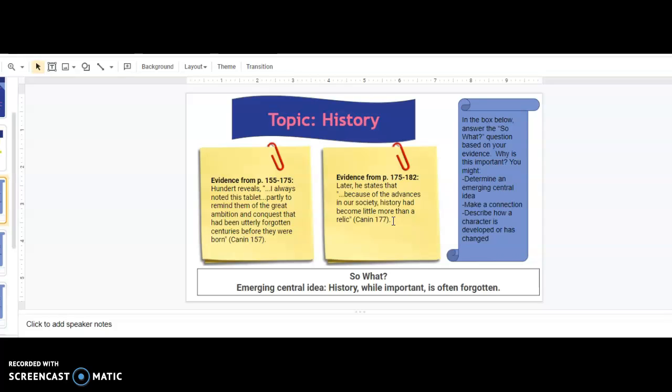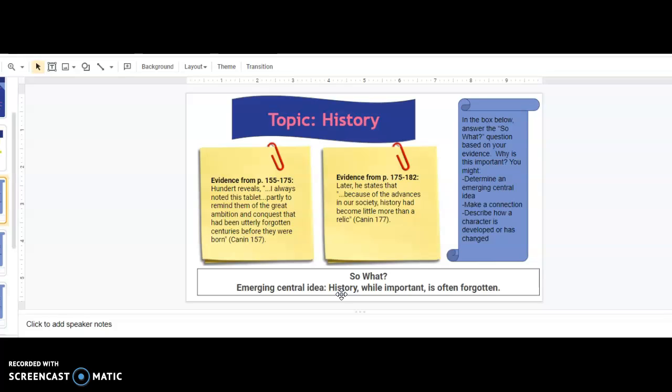Okay, so after you complete your quotes, and hopefully they connect in some way, you're going to answer the so what question. So why are these pieces of information or evidence important? So you might determine an emerging central idea, you might make a connection, or you might describe how a character is developed or has changed. I decided to do an emerging central idea because we're going to be looking at central ideas later, so I feel like that's important. And remember, your central ideas are not text specific.